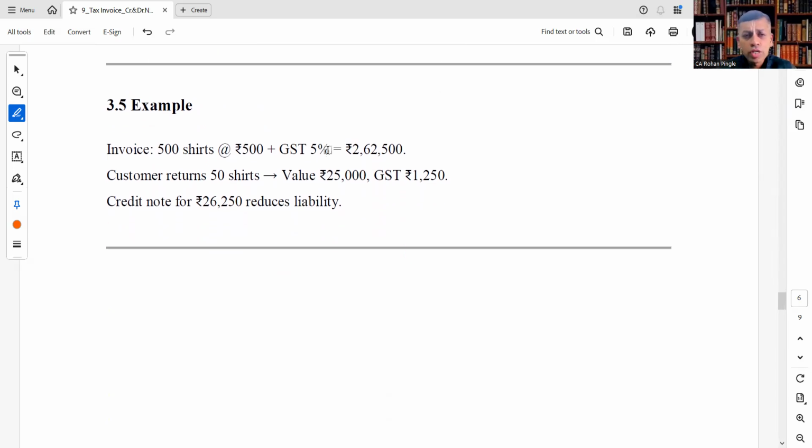Invoice 500 shirts at rupees 500 plus GST at the rate of 5%. Total comes to 2,62,500. The customer returns 50 shirts, value 25,000, GST 1,250. So the credit note value would be rupees 26,250, which reduces the liability. So a credit note should be issued for rupees 26,250.